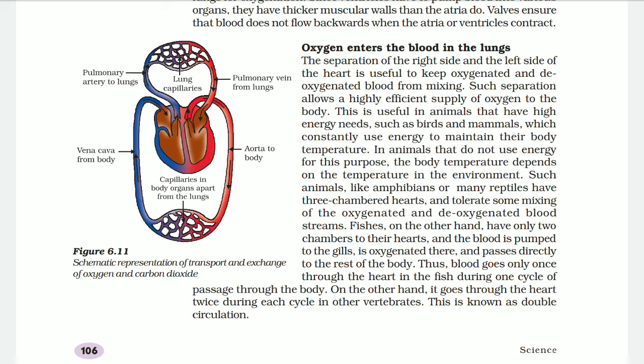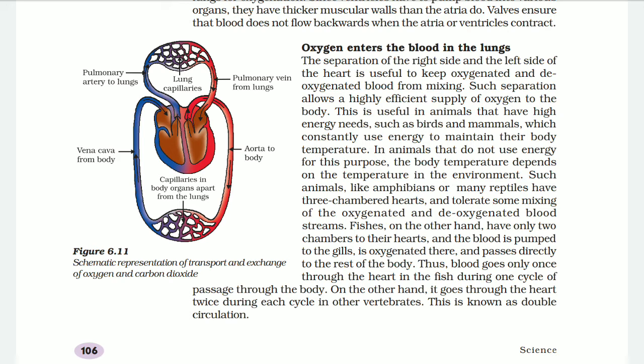Fishes, on the other hand, have only two chambers to their heart, and the blood is pumped to the gills, is oxygenated there, and passed directly to the rest of the body. Thus, blood goes only once through the heart in fish during one cycle of passage through the body. On the other hand, it goes through the heart twice during each cycle in other vertebrates. This is known as double circulation.